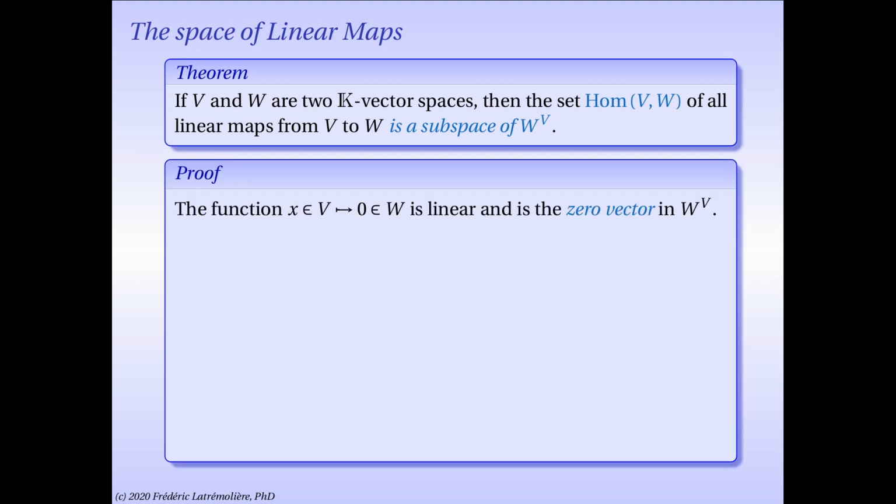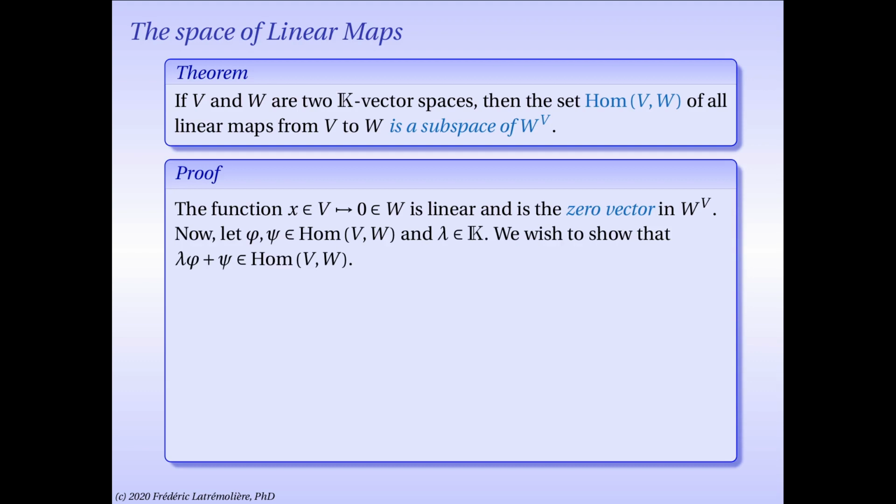Now, the function from V to W that is 0 all the time, the constant function equal to 0, is obviously linear, and it's the 0 vector by construction of the space of functions from V to W. So we have that this homomorphism space, the space of linear maps, is indeed not empty, it contains a 0 vector.